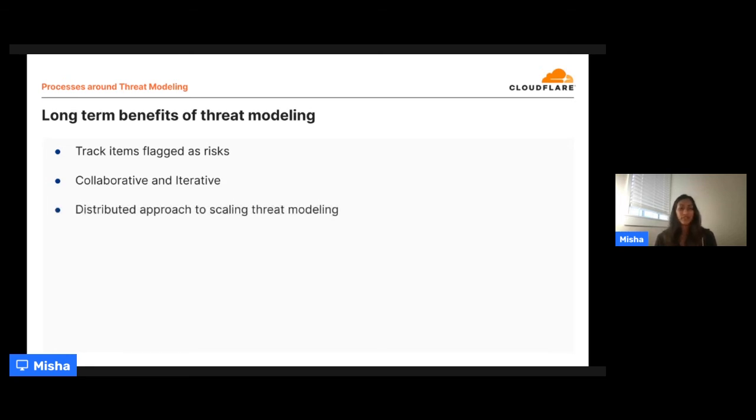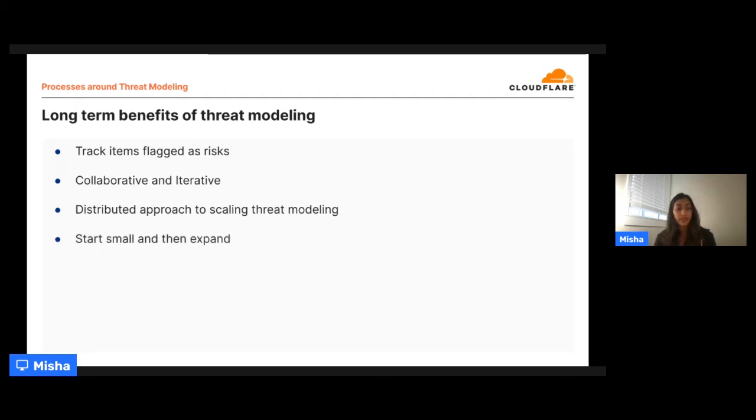So, distributed approach to scaling threat modeling. It sounds like a fancy little phrase, but it's really just trying to describe the different teams that are involved in a threat modeling session. So if you have different security teams that you want to include, if you want to have different engineering teams included in it, it's not just a detection and response engineer's responsibility. You need to help people feel like they have skin in the game when they're working on this.